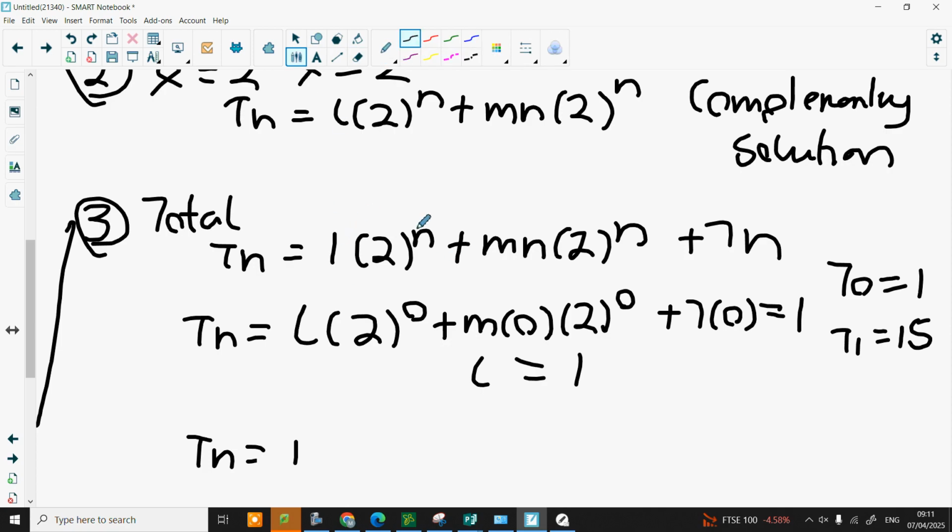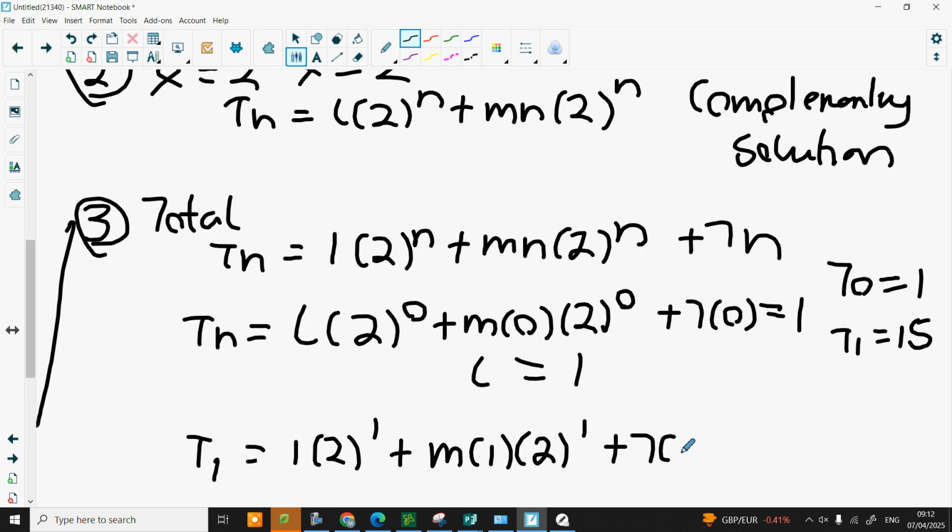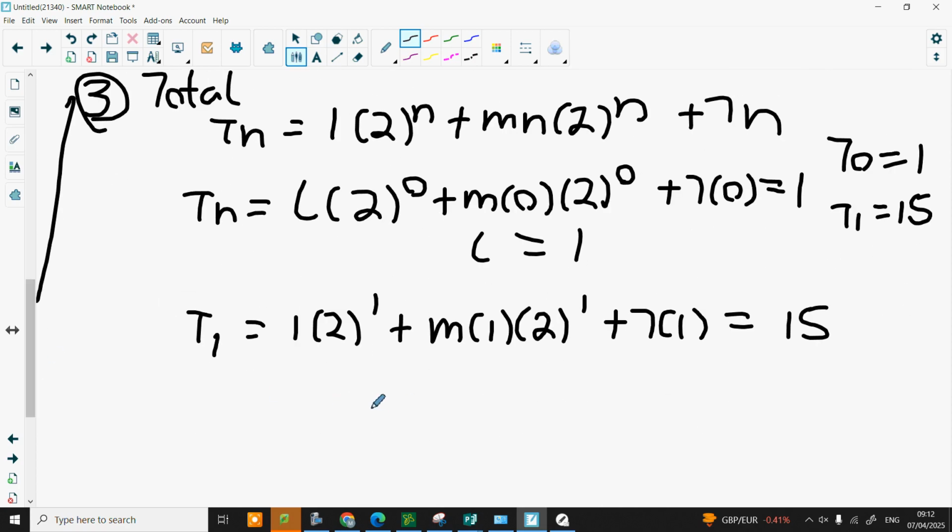It's in your head, yeah? And then we're going for T1 now. So what's T1? 15. So it's going to be 2 to the power 1 plus m times 1 to the power 1 plus 7n. So 7 times 1. And that equals 15. What can we say then?